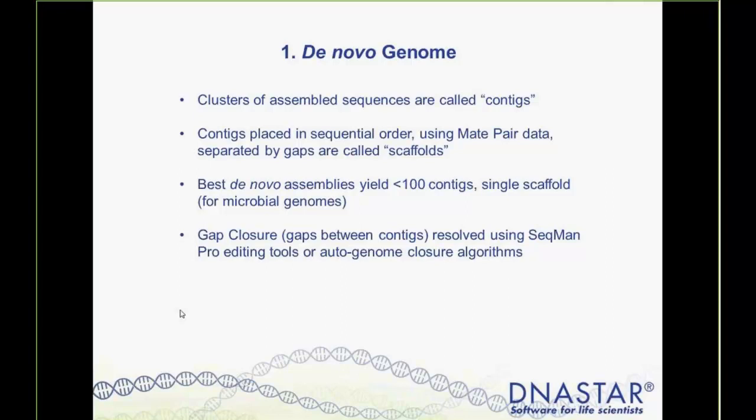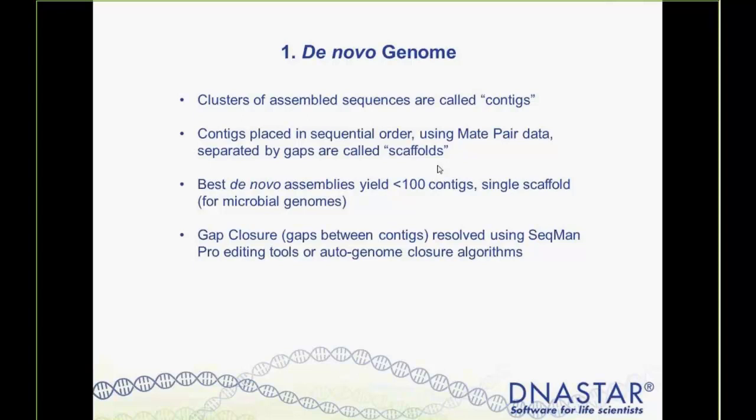There are ways to do that, and one of those ways is mate pair data. Mate pair data separated by gaps can be used to put the contigs into an order, and those ordered contigs are then called scaffolds. So the scaffolds are not synonymous with contigs. They contain more than one contig, and they have those contigs in the proper order.